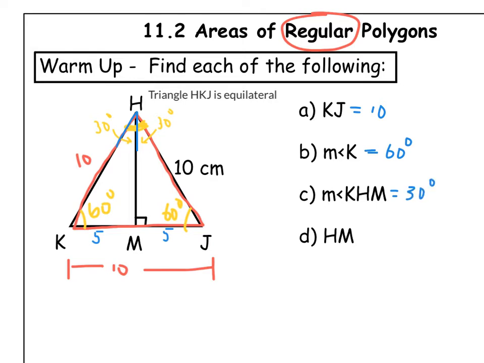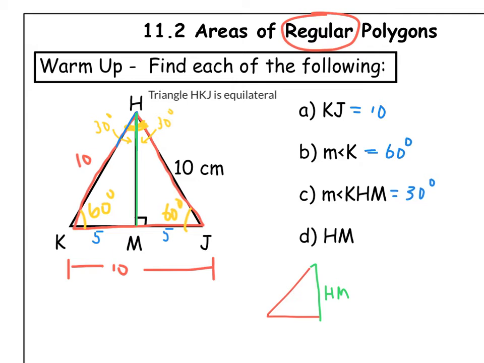Now the segment HM is actually called an altitude of the triangle. It's perpendicular to the other side. Now that one's not necessarily 10. We know the side lengths of the triangle are 10. So let's draw the picture here. We have this, and then here is HM right here, and we need to figure out that length.